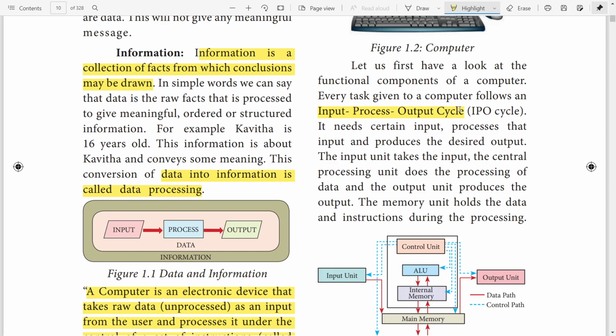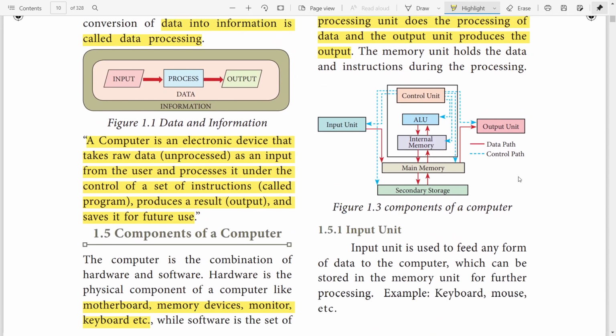First, you are going to give an input, then you're going to process that input, and you'll get an output. It needs certain inputs, processes that input, and produces the desired output. The input unit takes input. The central processing unit does the processing of data. The output unit produces the output. The memory unit holds the data and instructions during the processing.